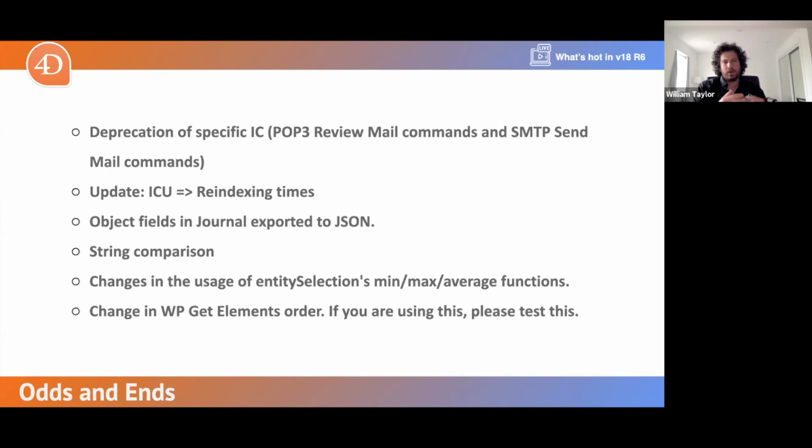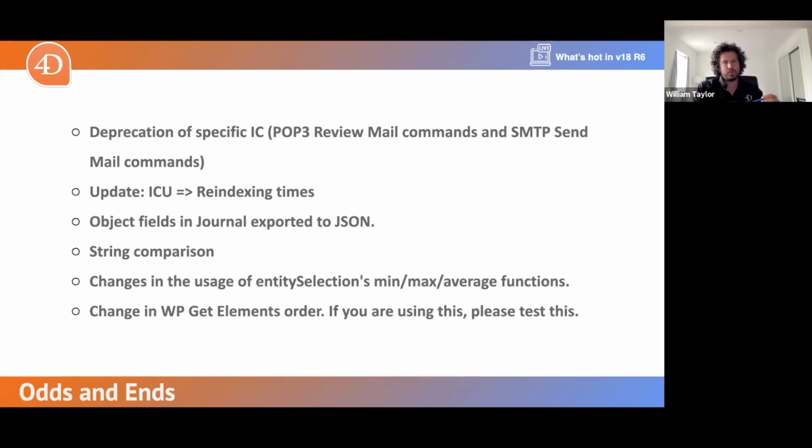Object fields: you're now able to export your object fields in journal, and they are now going to be exported in JSON, as opposed to being treated as a blob before. There have been some enhancements to string comparison. If you're using a lot of string comparison, which you most likely are, look into it. There's an interesting blog post about how the string comparison is getting better and more feature rich.